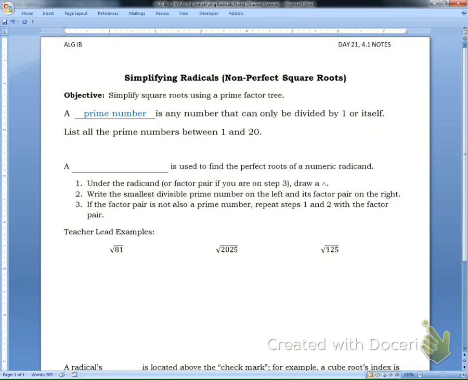So for your first fill-in, a prime number is a number that can only be divided by 1 or itself. So go ahead and fill in the blank, the word prime number.